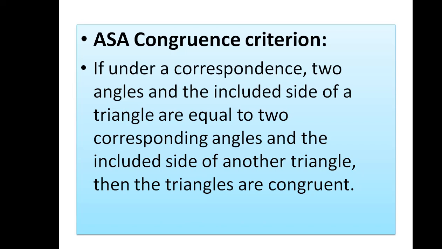ASA congruence criterion. If under a correspondence, two angles and the included side of a triangle are equal to two corresponding angles and the included side of another triangle, then the triangles are congruent. Two angles are there and in between those two angles a side is there. If these three are equal to the corresponding angles and side of the other triangle, then these two triangles are congruent.